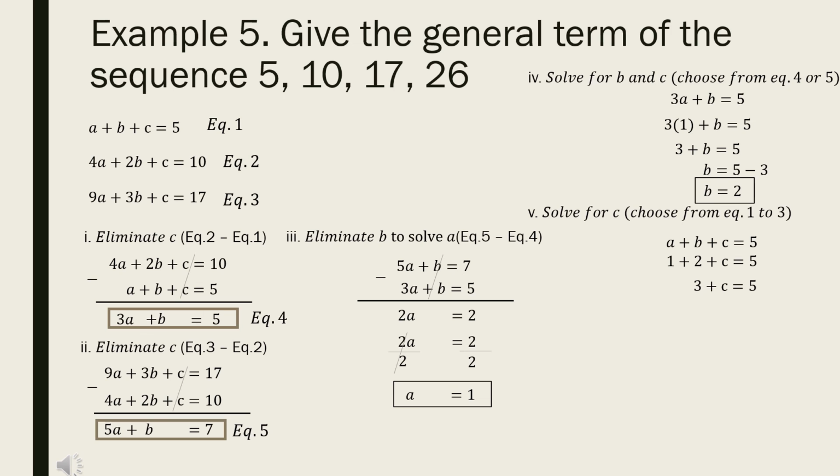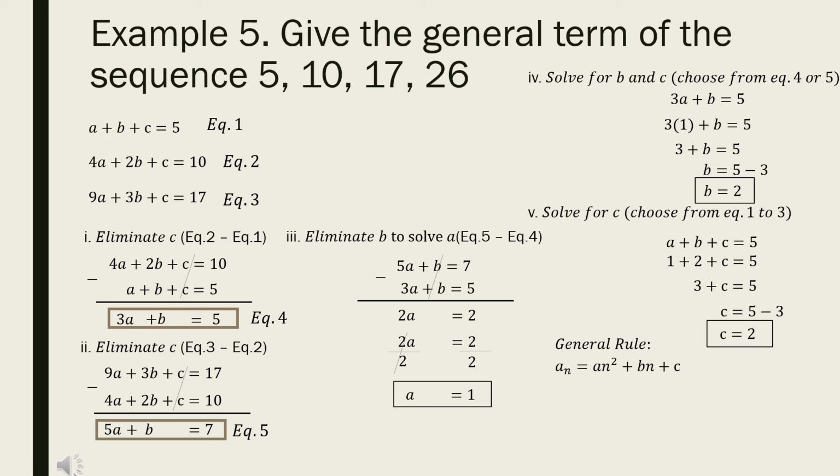And then just solve for c. Transpose 3 to the other side of the equation. So it is 5 minus 3, and 5 minus 3 is just 2. So the three values that we have for the three variables are 1, 2, and 2.